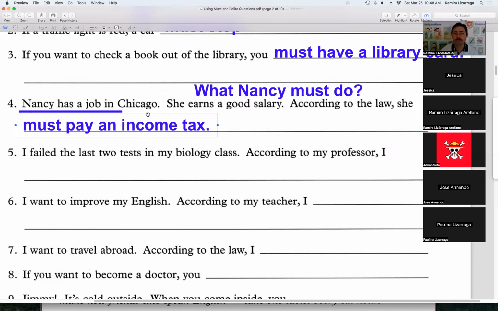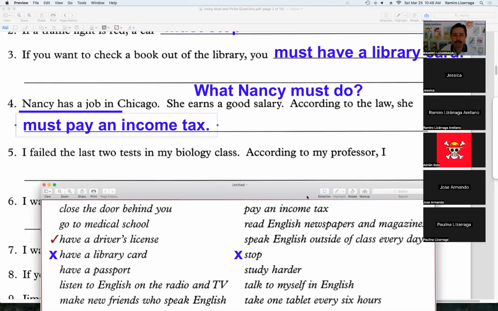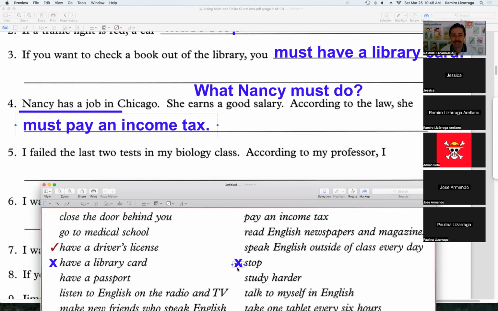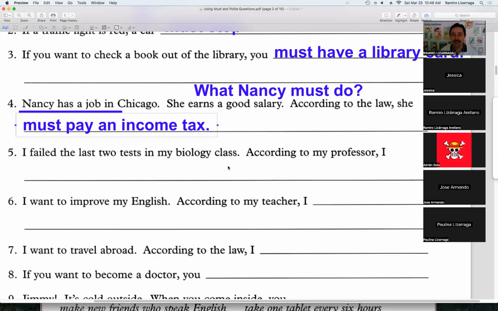Income tax. A ver, ¿qué significa income tax? ¿Quién me ayuda, por favor? ¿Qué significa esa palabra? Income tax. Taxes. ¿Qué son los taxes? Es un impuesto. Exacto, son impuestos. You gotta pay income taxes. Por todo nos cobran impuestos. Por tener un carro, por comprar artículos, o sea, pagamos muchos impuestos. Muchos.